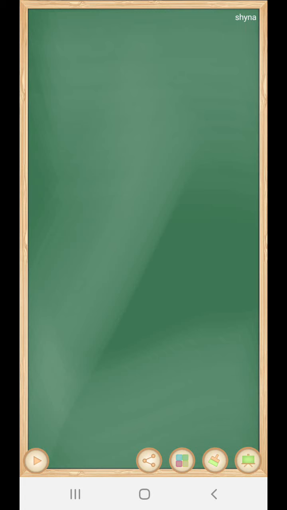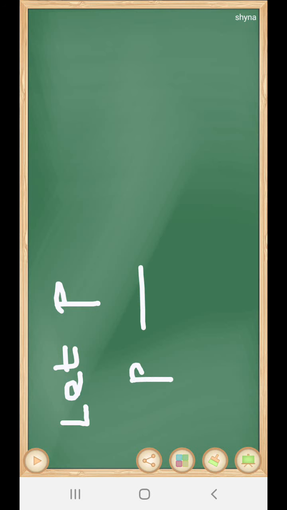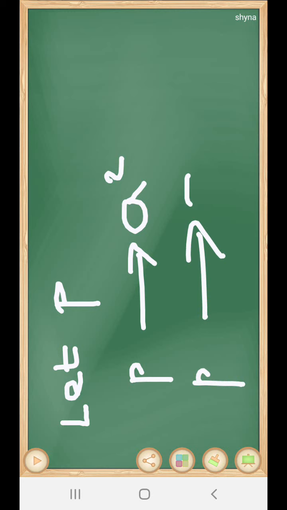The theorem says: let p be a prime number. If p divides a square, then p divides a. If p divides a square, then p divides a.